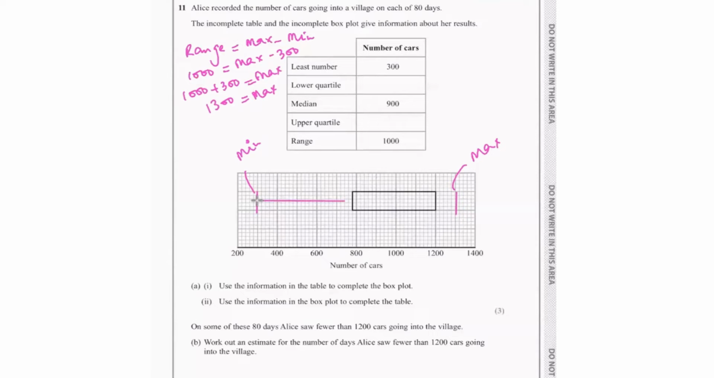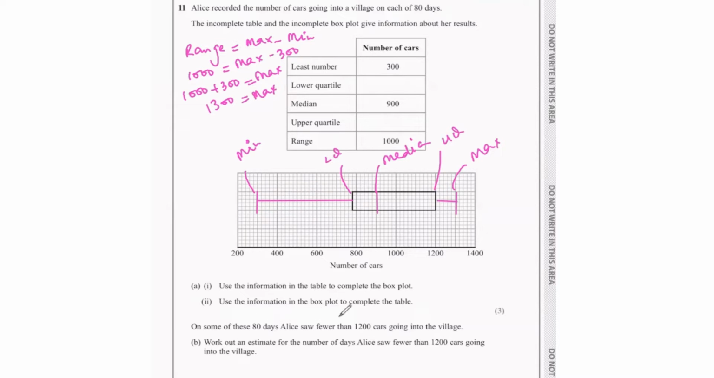So now we connect the upper quartile and lower quartile to our maximum and minimum value. And this is our box plot. We have to plot the median as well. So median is 900. So that's over here. And your box plot is complete. This is your median. This is your lower quartile. And this is your upper quartile.